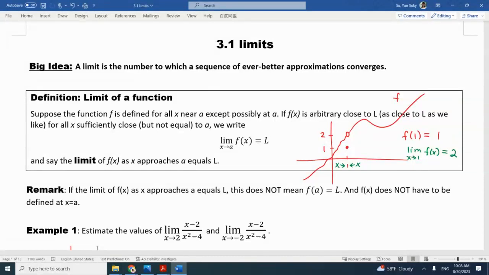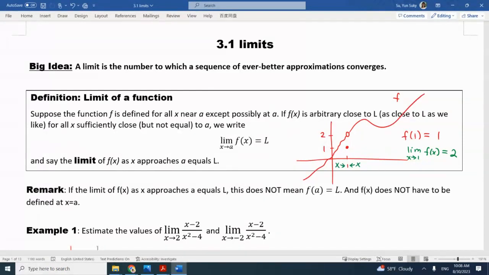In this case, it does not mean f of 1 equals 2. f of 1 could be any other number, or it can be not defined, right, everybody? If this point is missing, then f of 1 is not defined. So the limit and the function value might not be the same.